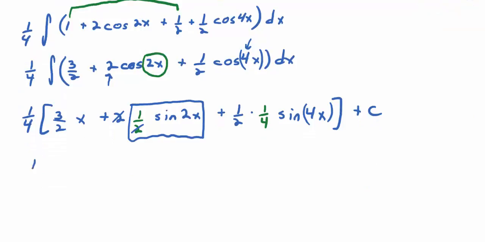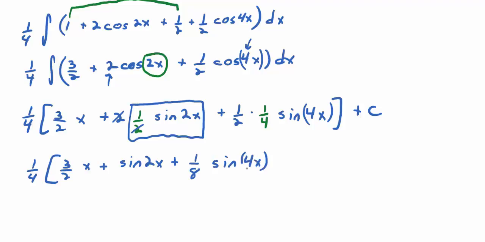I don't care about multiplying out the 1/4. But inside we get 3/2 x, plus sine 2x. Oh, what about a 1/8? Yeah. What about this? 2 times 4? Yeah, so 1/8. And then I'm not even going to multiply out that 1/4. You could if you wanted to, or you could factor out something if you wanted to. But I'm going to leave the answer like that.